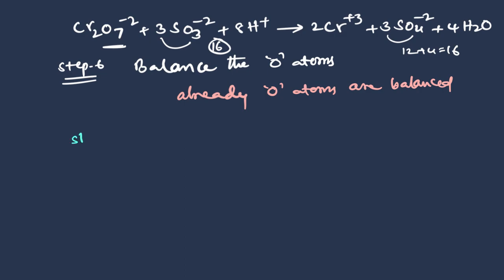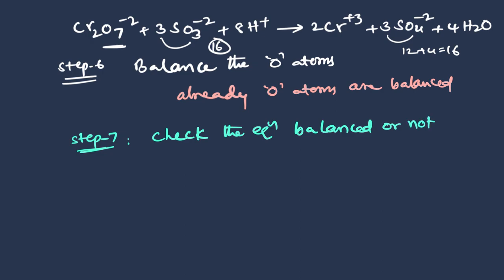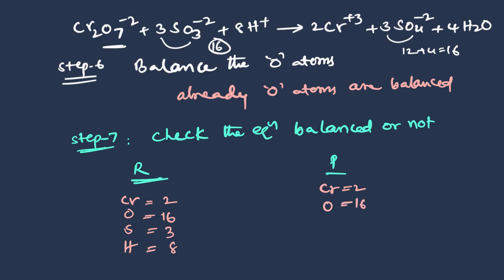Finally, step 7: check or verify whether the equation is balanced. According to the above equation, on the reactant side we have chromium, oxygen, sulfur and hydrogen: 2 chromium, 16 oxygen, 3 sulfur and 8 hydrogen. On the product side: chromium 2, oxygen 16, sulfur 3 and hydrogen 8. Totally the equation is balanced.